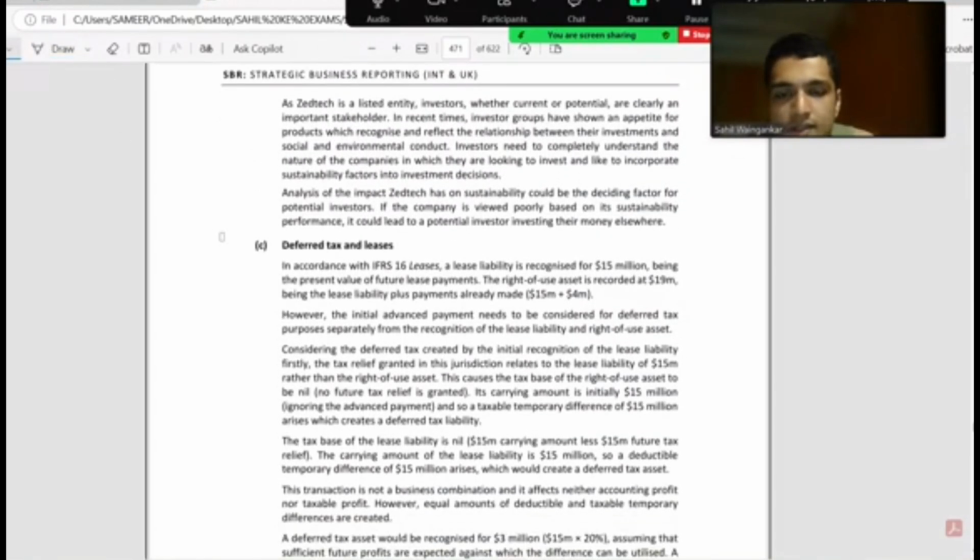In accordance with IFRS 16 leases, the lease liability is recognized for 15 million, being the present value of the future lease payment. The right of use asset is recognized as 19 million because 15 million plus the 4 million we had paid in advance. However, initial advance payment needs to be considered for deferred tax purposes separately from the recognition of lease liability of right of use.